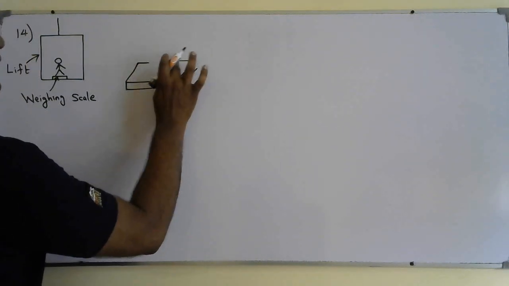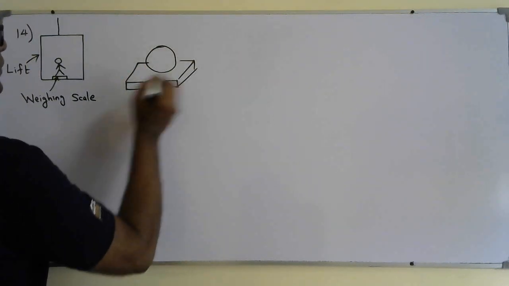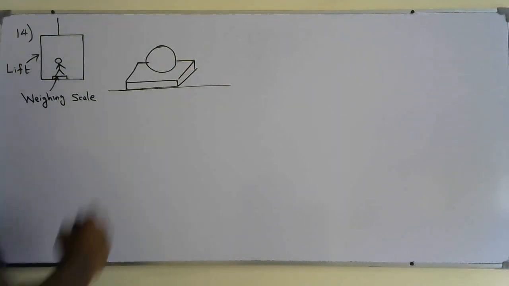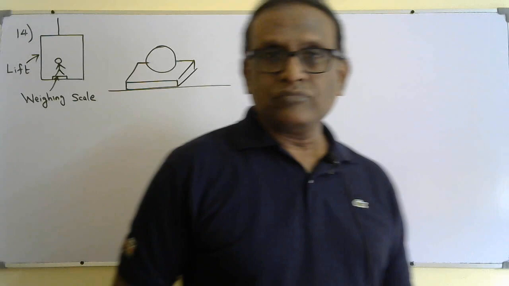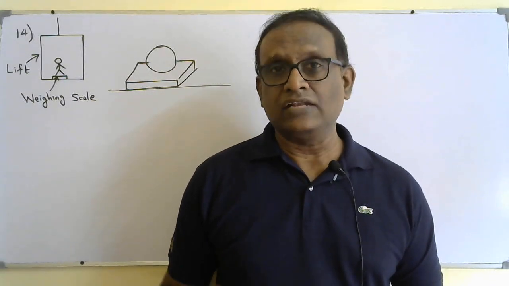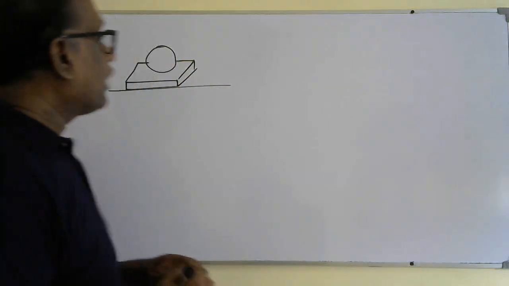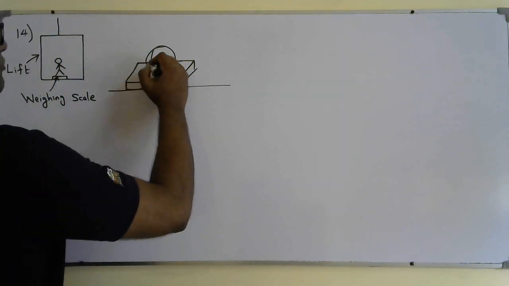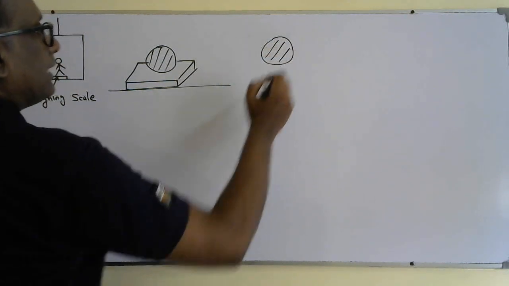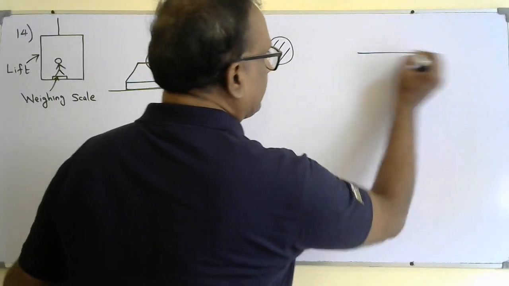So on this weighing scale, an object is kept on it. The weighing scale may be kept on a floor, whatever it is. If I draw the free body force diagram, we can see which force the weighing scale is going to read. First I'll draw the object, then I'll think about the weighing scale separately.